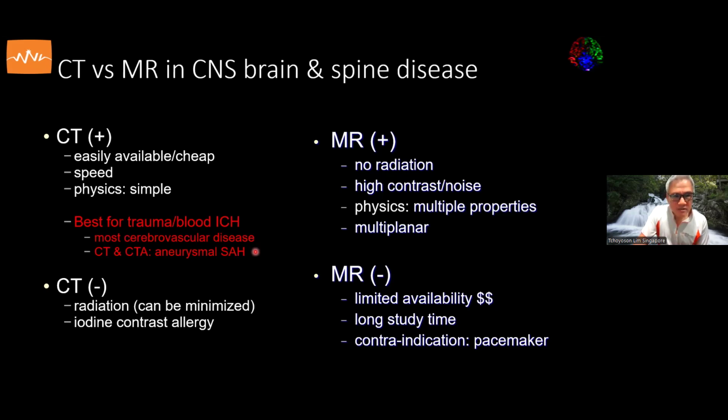Having said that, in terms of systems-based practice within the hospital, CT is efficient, available, and low cost for patients who have trauma or hemorrhagic diseases of the brain, such as hemorrhagic stroke. This covers many examples of cerebrovascular diseases. CT and CT angiogram are the primary workhorse and the first choice for aneurysmal subarachnoid hemorrhage, taking away a very large chunk of cerebrovascular disease.